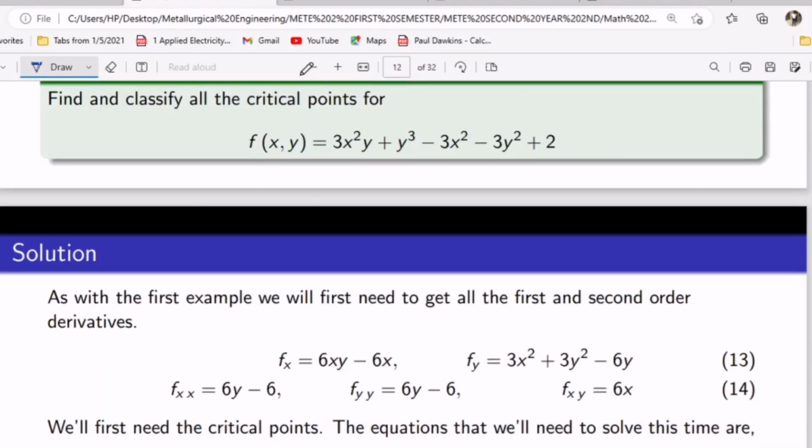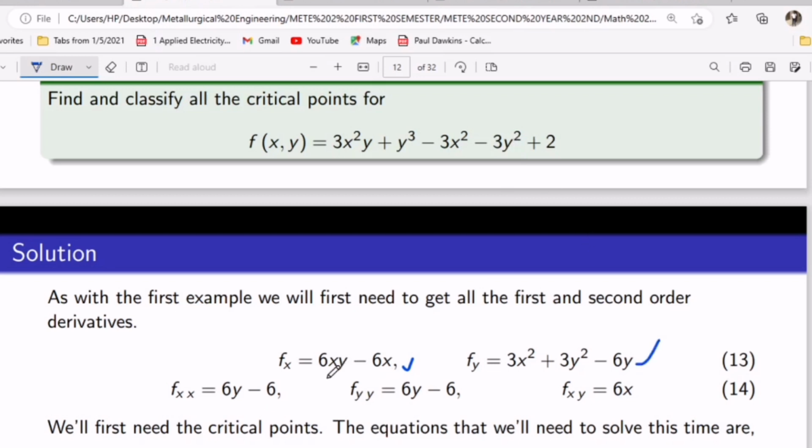Let's take this example and also solve that. With this example, they asked us to find all the critical points, and also classify them. So first, you need to get your f of x, f of y, then f of xx, f of yy, and f of xy. So f of x, the partial derivative of the function with respect to x, you're going to get 6xy minus 6x. That's what you had here. And for f of y, you're going to get 3x squared plus 3y squared, then minus 6y.